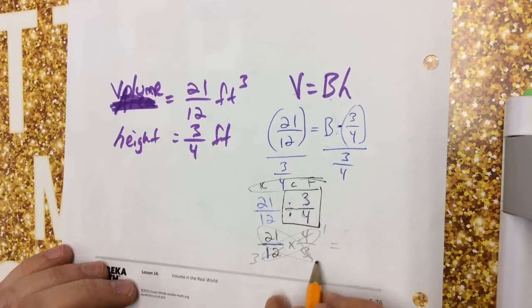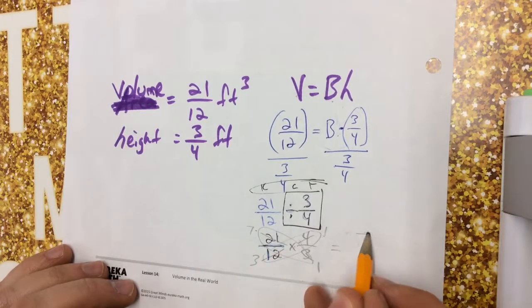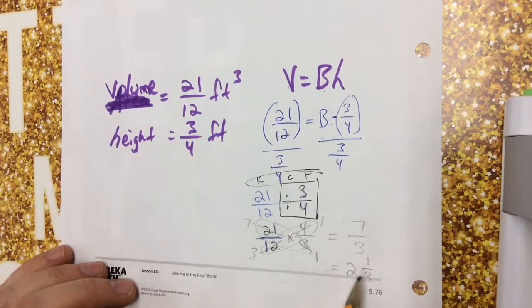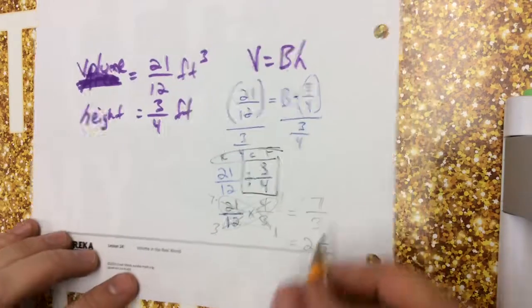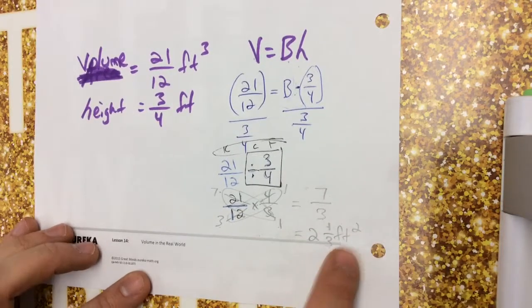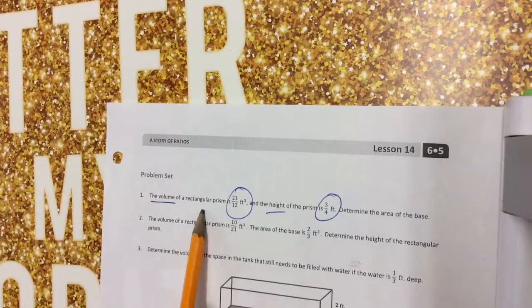21 and 3. 3 goes into 3 once. 3 goes into 21 7 times. 7 times 1 is 7 over 3 times 1, which is 3. And how many 3's come out of 7? It's 2. What's left out of the 3? 1. Because 3 times 2 is 6, plus 1 is 7, so it's equivalent to 7/3. So our area for this question is 2 1/3 feet squared, because it is area. So that was question number 1, to find the area of the base.